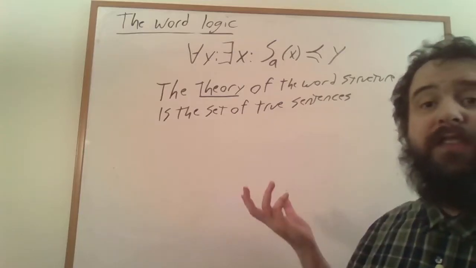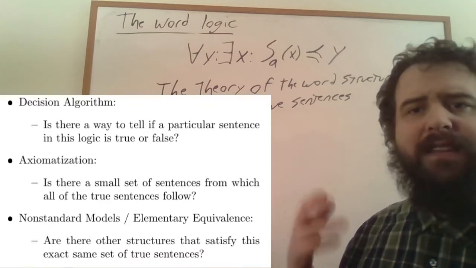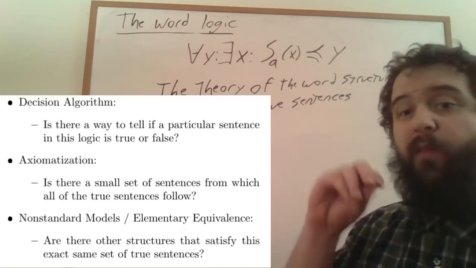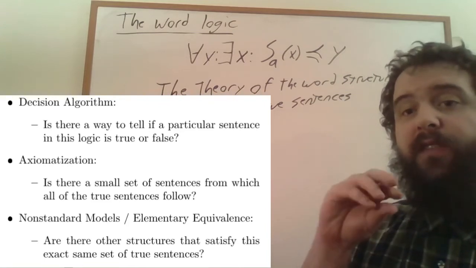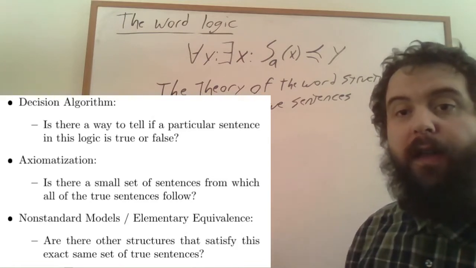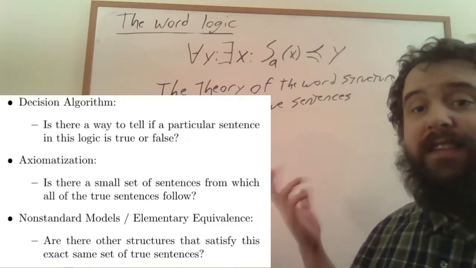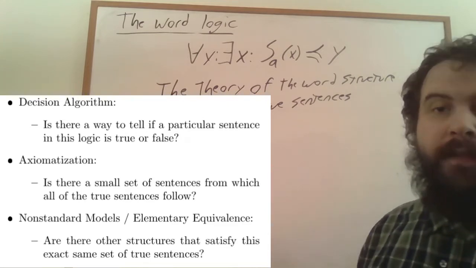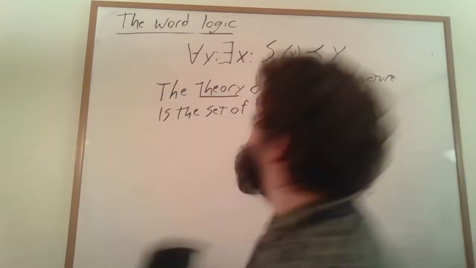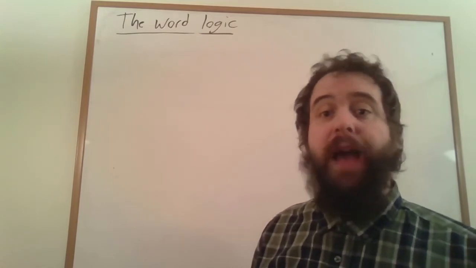We're very interested in studying this theory of the word structure. Is there an easy way to tell if a particular sentence is true or false? Is there a small set of sentences, a small set of axioms from which all of the true sentences follow? And are there other structures that satisfy this exact same set of true sentences? These are all questions that we can ask and answer about the theory of the word structure. We start our approach with an important fact about the word logic.